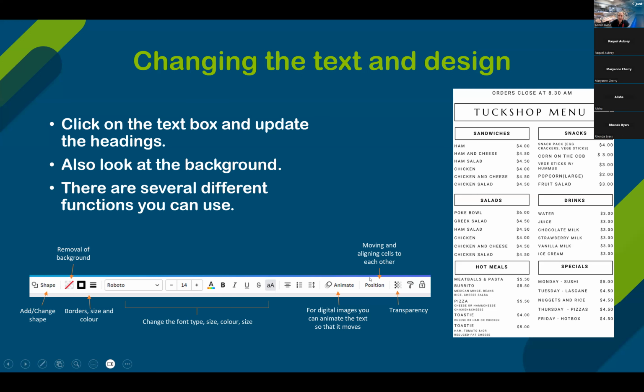Positioning is also good from a layering point of view. So if you insert a picture into the menu and you want it to sit as the background, not in front of the text, you can change the position of it so it'll go behind, and it'll be really good that way.